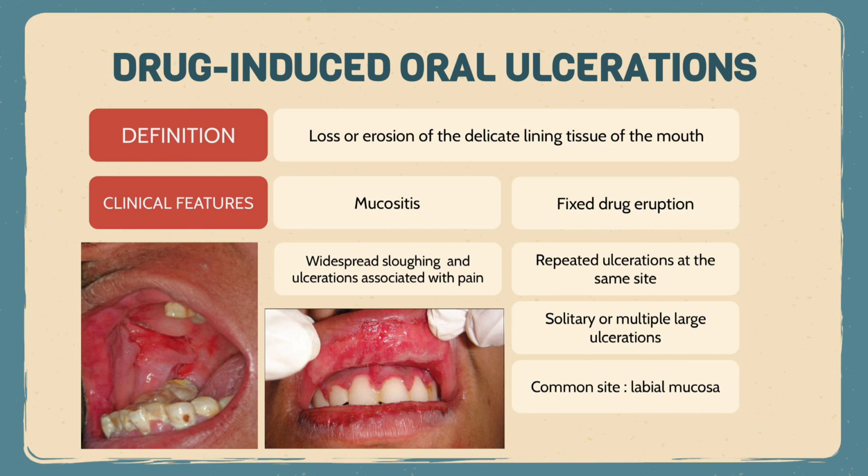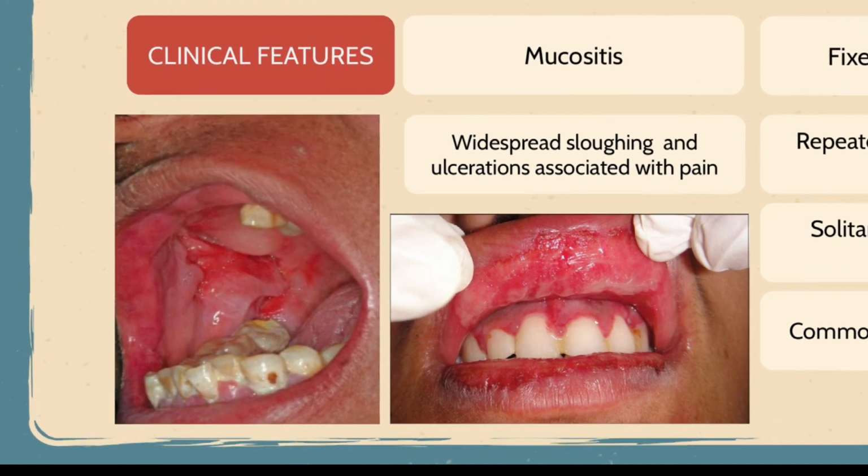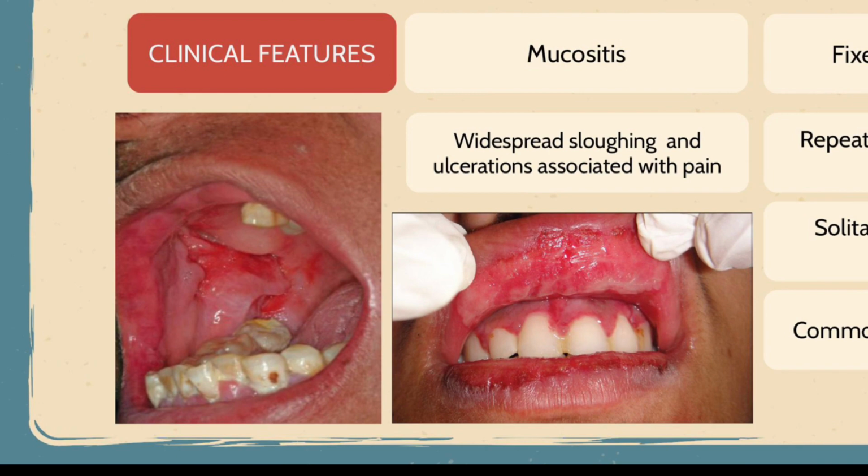Firstly, we start with drug-induced oral ulceration. The definition of oral ulceration is a loss or erosion of the delicate lining tissue of the mouth. Typical oral ulcers due to drugs are clinically classified into two types. The first is widespread mucositis and ulceration, mainly caused by cytotoxic drugs used for anti-tumor chemotherapy.